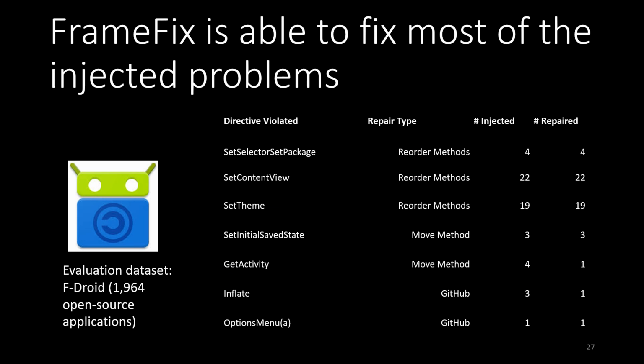Due to the difficulty of running these applications, I collected the applications that violated the directive and also contained test cases, and then injected these directive violations randomly into them. FrameFix was able to fix most of these cases, but it didn't work perfectly on the getActivity case and the inflate case, due to the problem of finding places to move the getActivity call, and also a combinatorial explosion for very long methods it was finding off of GitHub.